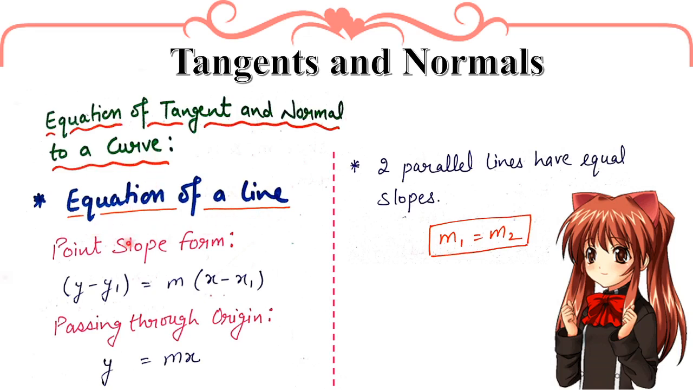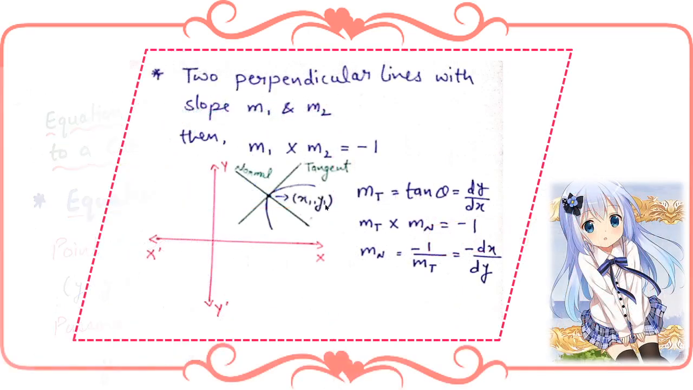First of all, what is the equation of a line in point slope form that we have done in class 11? It is y minus y1 is equal to m times (x minus x1), where m is the slope. And when it passes through the origin, the equation is y equal to mx. If we have two parallel lines, then definitely they will have equal slope, meaning m1 equal to m2. If we have two perpendicular lines with slopes m1 and m2, then their product will be equal to minus 1.